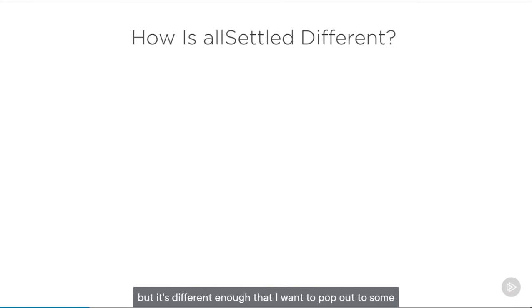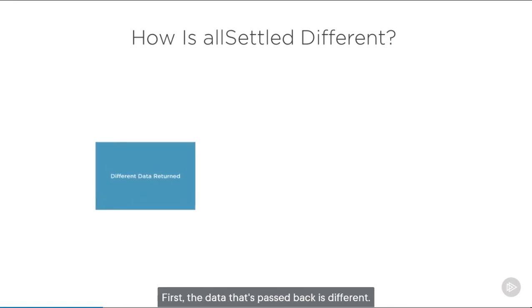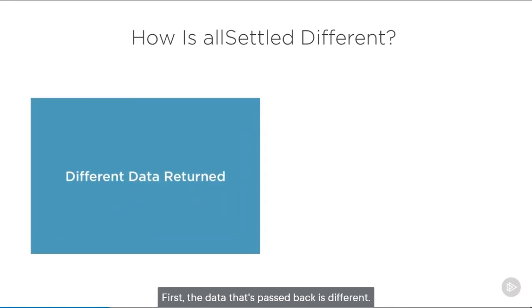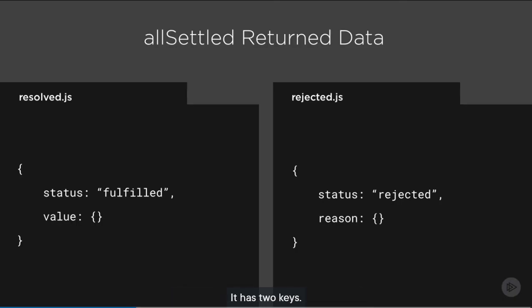allSettled is similar to all, but it's different enough that I want to pop out to some slides to explain it before we use it. First, the data that's passed back is different. All returns the results object as part of an array, but allSettled returns a different shape. It has 2 keys. The status key will be either fulfilled or rejected. And then the second key will be either value, if the status is fulfilled, or reason, if the status is rejected. That is, the then function on allSettled will return all promises, even if they were rejected.